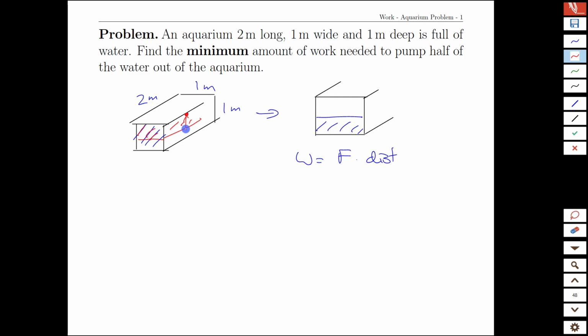However, that lift height is not the same. If we imagine a little slice towards the top here, this might only have to go up, say, 1 centimeter, whereas the water that we take out towards the end of our project here is going to have to go up by 50 centimeters or half a meter. So the distance is not constant.